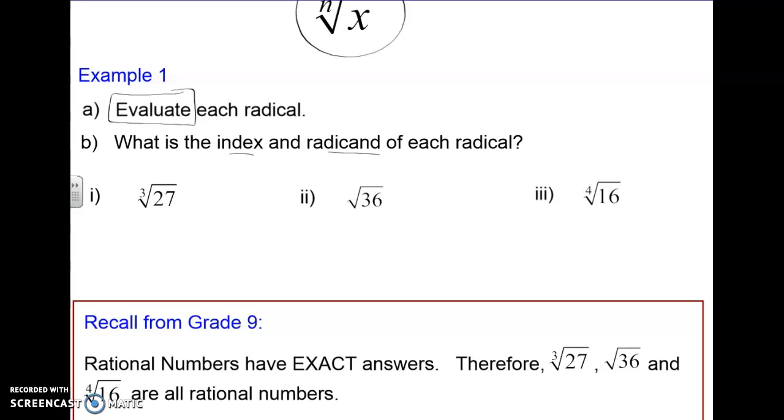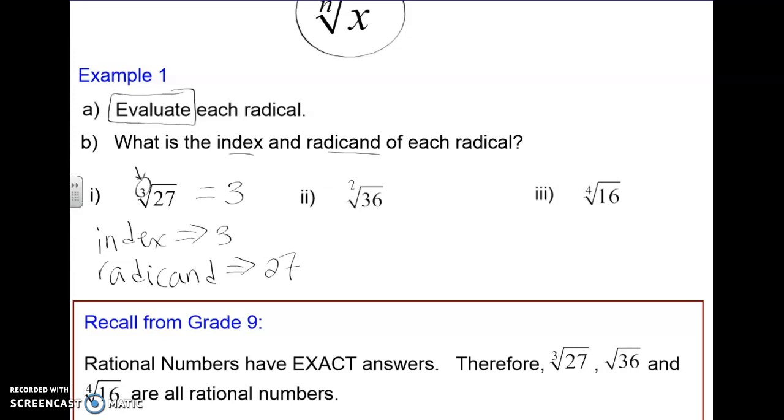If I evaluate the cube root of 27, I'm thinking what number multiplies by itself 3 times to give me 27? Well, 3 multiplied by 3 multiplied by 3 is 27. So the cube root of 27 is 3. So while we're here, the index is 3. The radicand is what's underneath that root symbol. The radicand is 27.